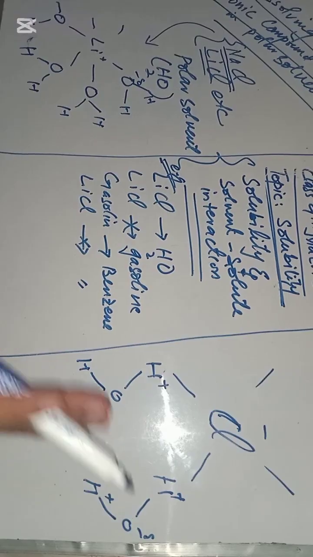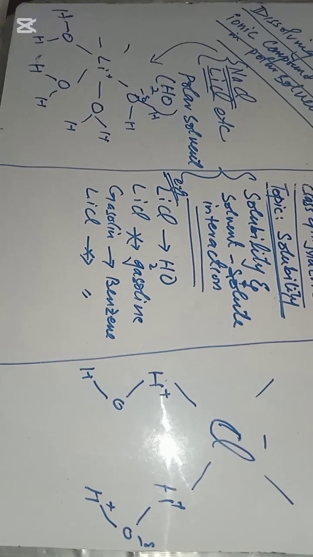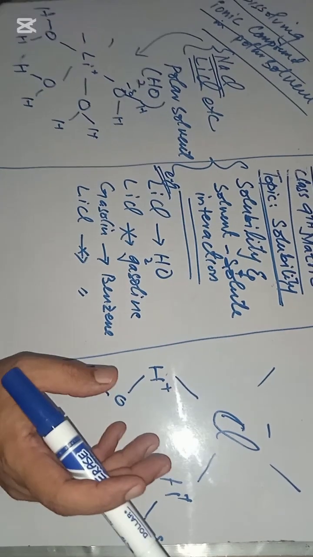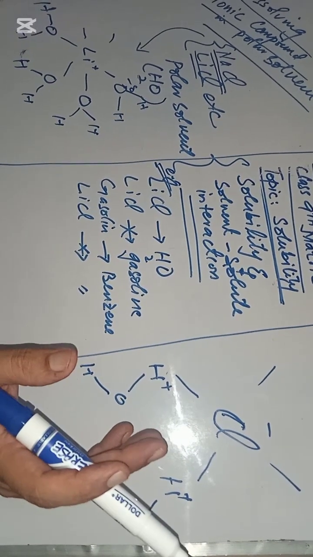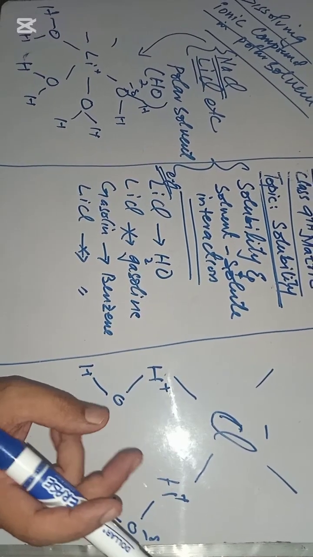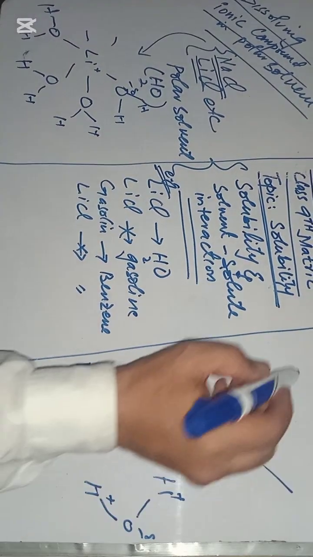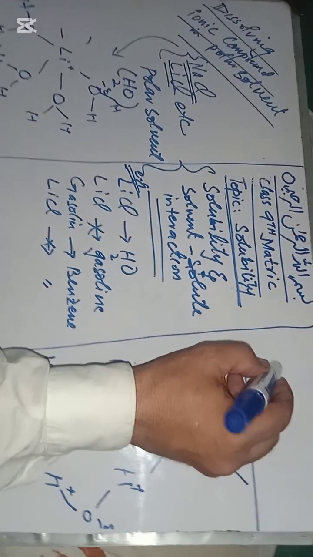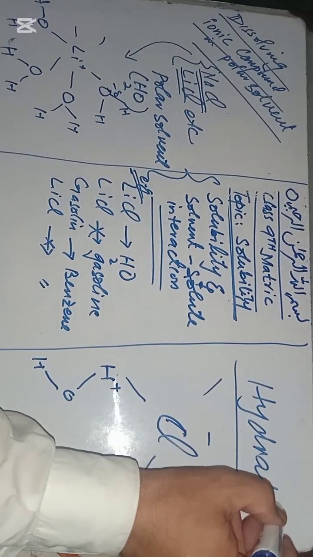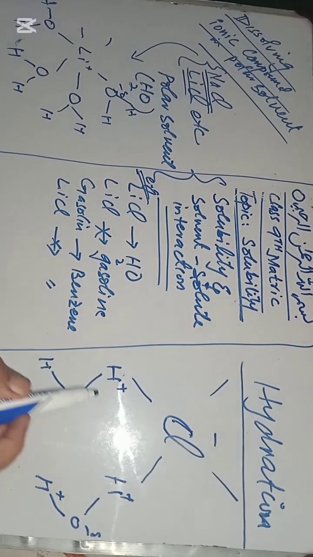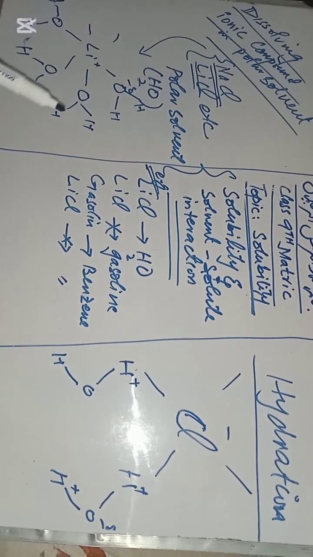And this is how sodium chloride or any other ionic compound is fixed. This process, when an ionic compound is splitting or losing its crystallinity inside the water, is how they are dissolved. This process is called solvation. This process is called what? Hydration. For hydration, it is necessary that the solvent must be water.